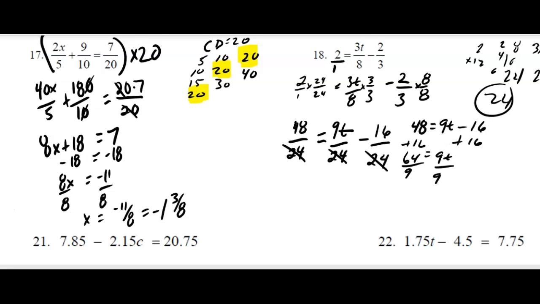Okay, we know that 9 goes into 64 7 times because 9 times 7 is 63. So it goes in there 7 times with 1 left over. Okay, it's just doing the reducing of 64 over 9. You could also leave it like that. Okay, either way, and that's going to equal your t.